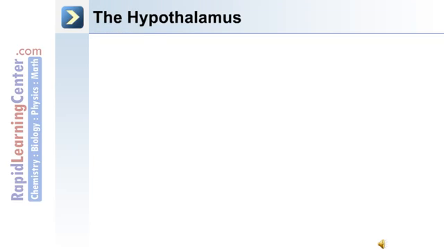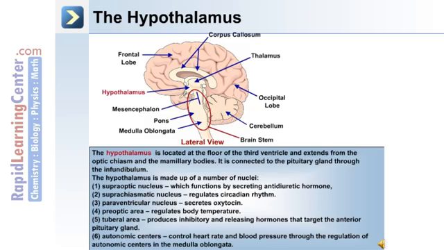Towards the anterior of the diencephalon is the hypothalamus. The hypothalamus is located at the floor of the third ventricle and extends from the optic chiasm and the mammillary bodies. It's connected to the pituitary gland through the infundibulum. The hypothalamus is made up of a number of nuclei. Number 1, the supraoptic nucleus. This functions by secreting antidiuretic hormone.